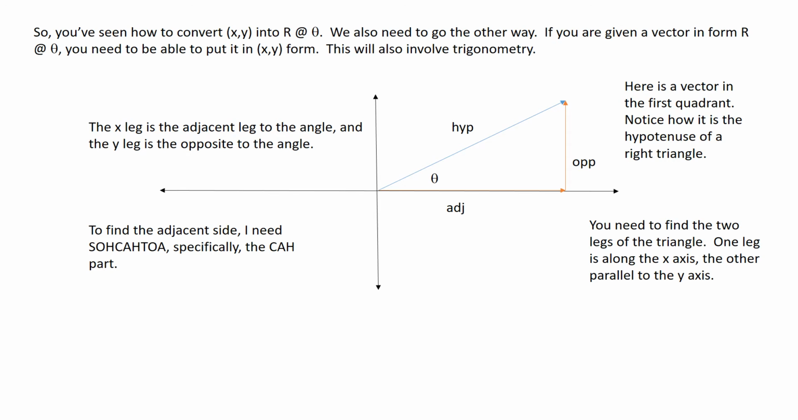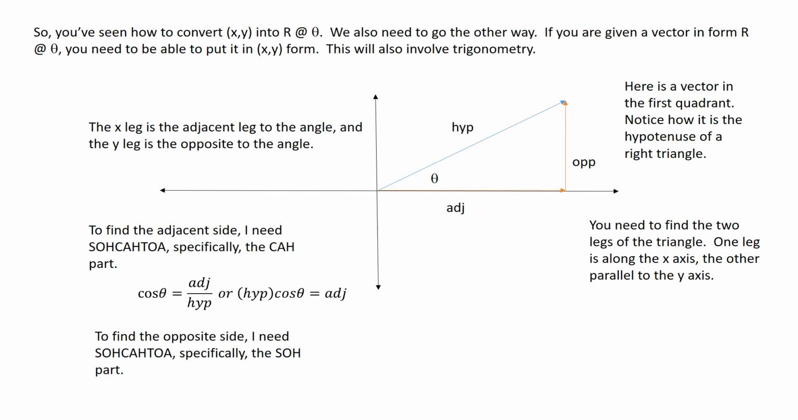To find the adjacent side, I need SOHCAHTOA. Specifically, well, let's see, I have the adjacent and the hypotenuse. That's the CAH part. What does that mean? The cosine of my angle is equal to the adjacent over the hypotenuse. If I rearrange that, the hypotenuse times the cosine of my angle will be my adjacent side. To find the opposite side, I have to use the SOH part. I know the opposite and the hypotenuse, so I use the SOH of SOHCAHTOA. Same thing. Sine of theta is equal to the opposite over the hypotenuse. Rearranging mathematically, my hypotenuse times the sine of my angle, theta, is equal to the opposite.